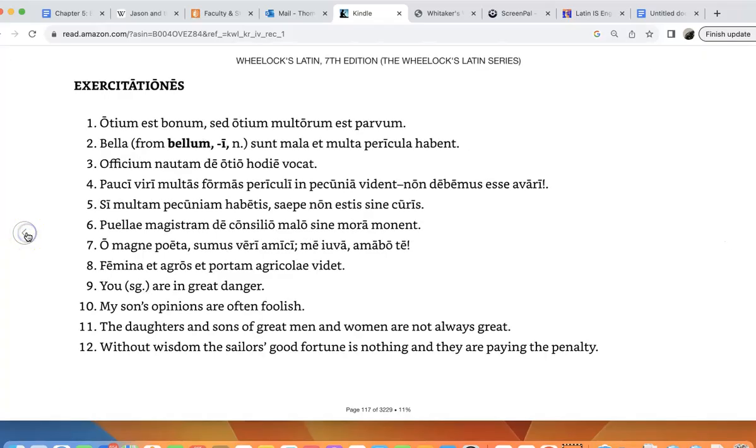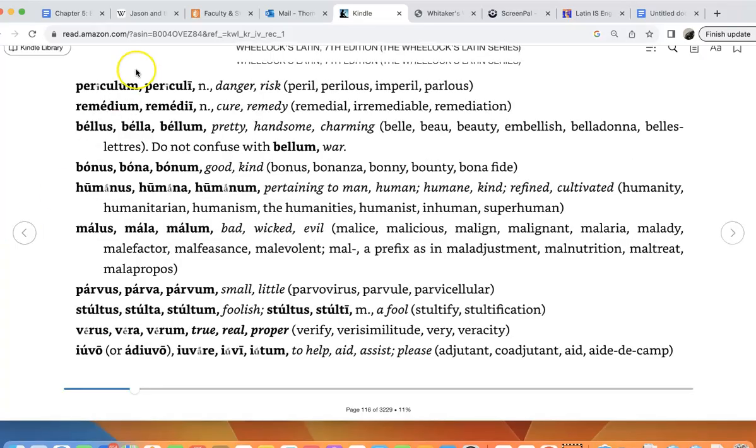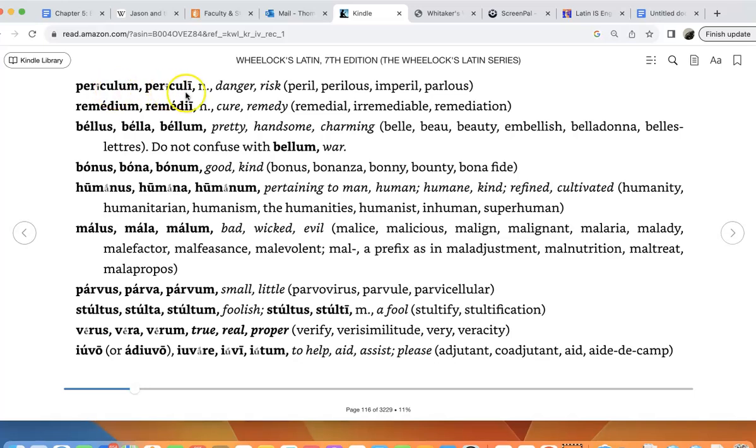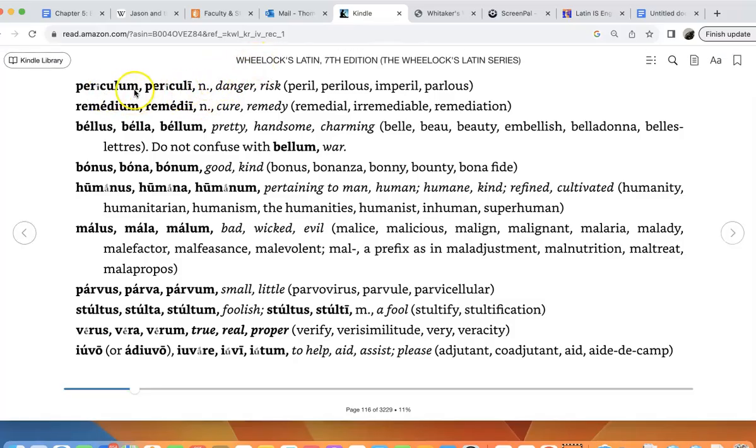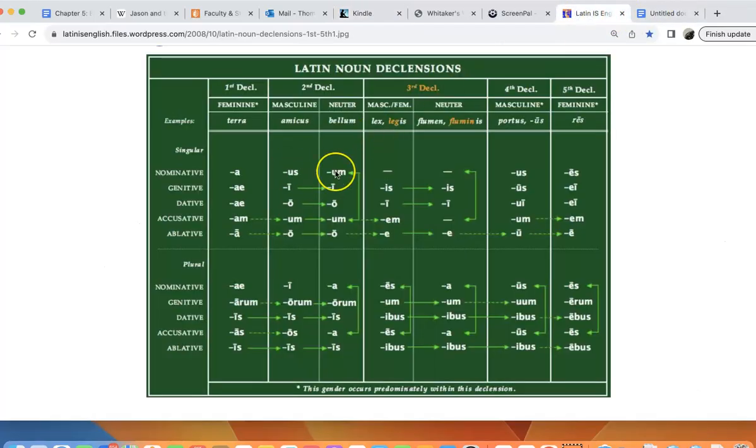Now the pericula, go back to our vocabulary, periculum, periculi. But we have to be able to see the n right here. That doesn't mean it's a noun. It means it's neuter. So it's a neuter noun, as your book points out. Again, this is detailed in the previous pages. But if we look at our declensions here, um becomes a in the nominative plural. So we have to be able to recognize dangers in the plural form. So that's why it's dangers and not danger.